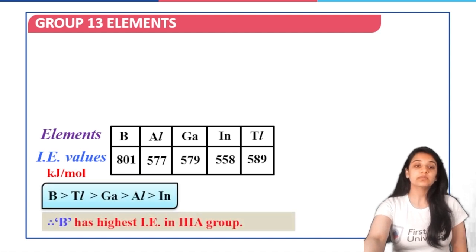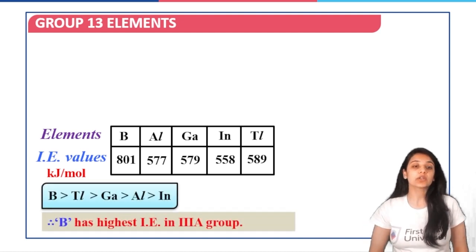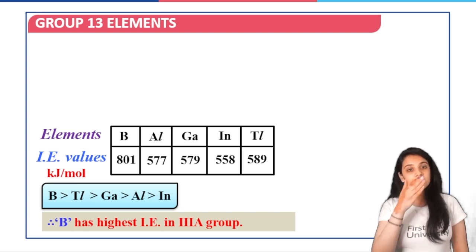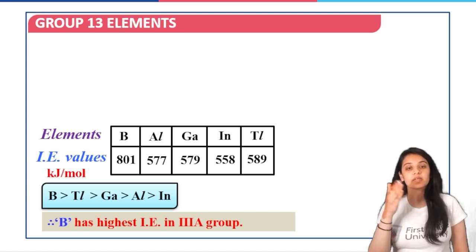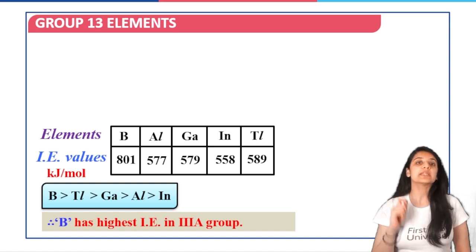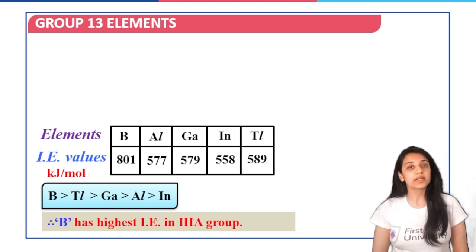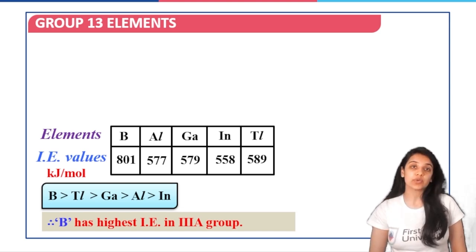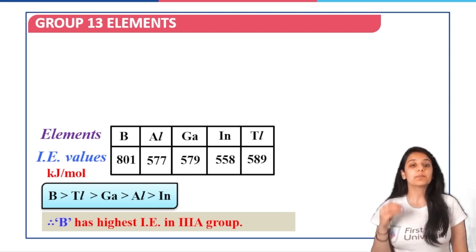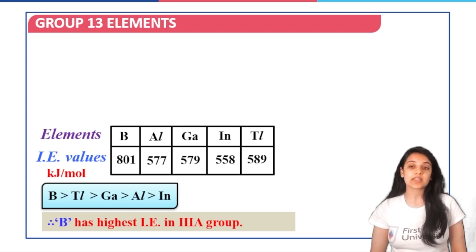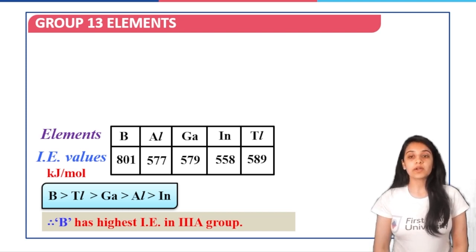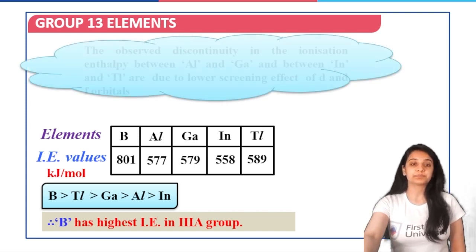Okay. So if you look at the exact order, it is going to be boron, then thallium, then gallium, aluminium, and indium. That is going to be the decreasing order for ionization potential based on these values that have been given through experiments. And therefore, we can say that boron has the highest ionization potential when we talk about group 13 elements.